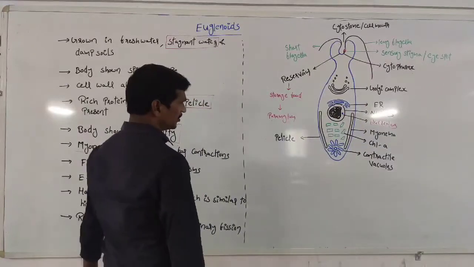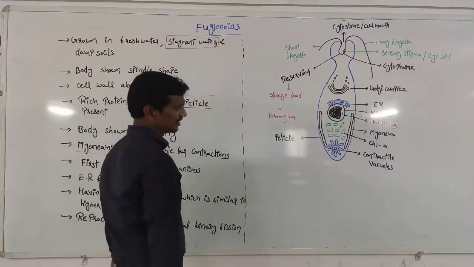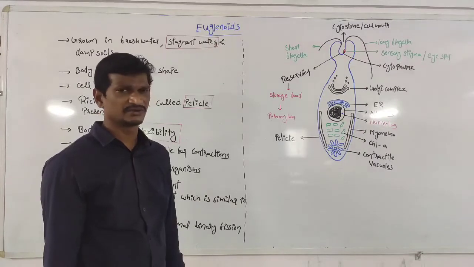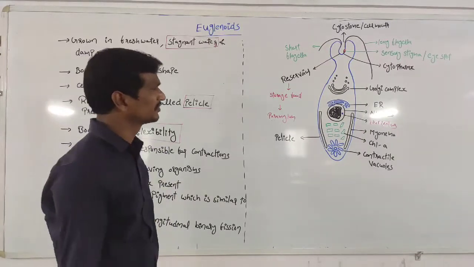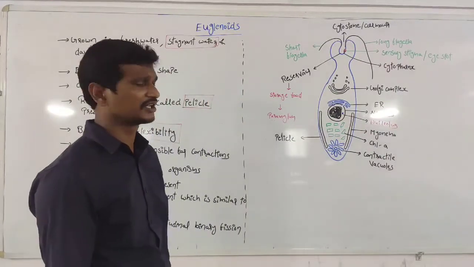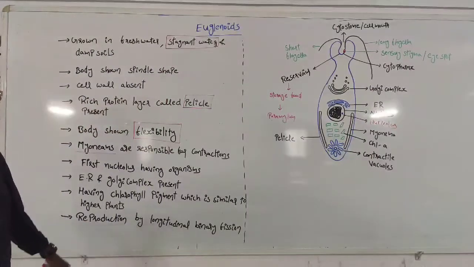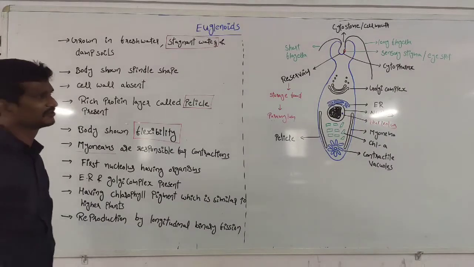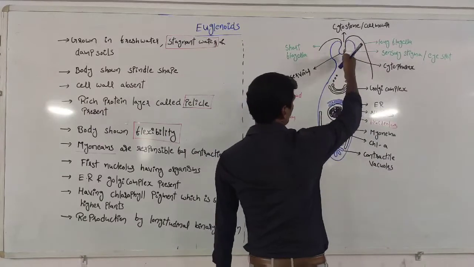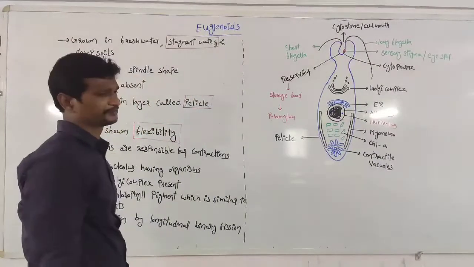Below, there are contractile vacuoles. The contractile vacuoles are involved in the excretion process. Whatever waste products are produced within the Euglena are eliminated by the contractile vacuoles. Reproduction is by longitudinal binary fission, where the organism divides from here to here.